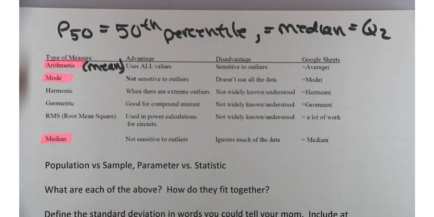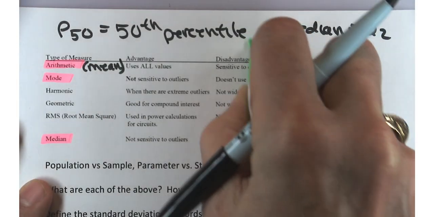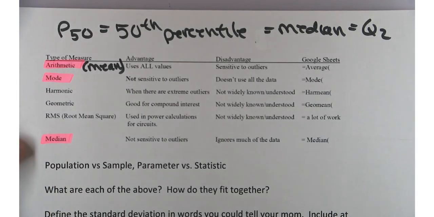So these are the three that I want you to know. You should understand the advantages and disadvantages of each of these. The mean, for instance, is sensitive to outliers. The median, well, that doesn't use all your data, so you're ignoring a lot.